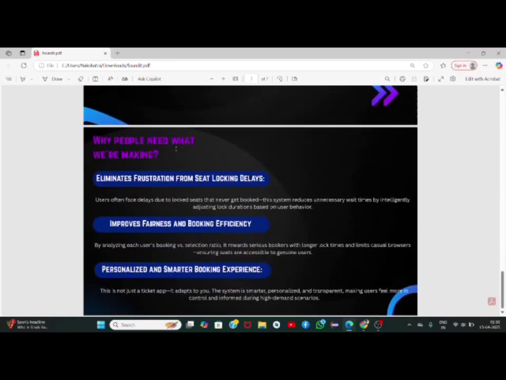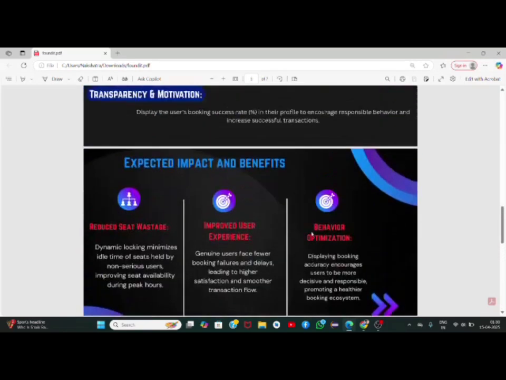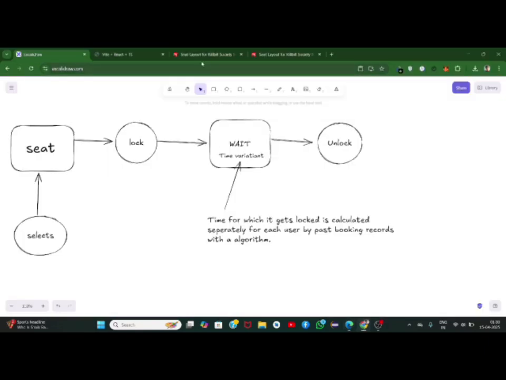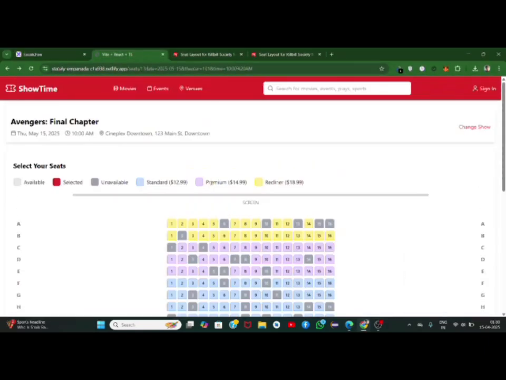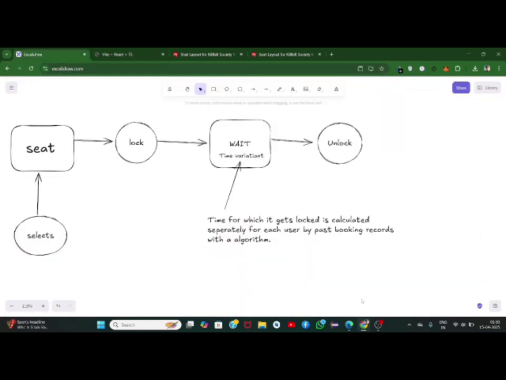Okay, so why do people need what we are making? I have added an extra slide here. It eliminates the frustration from seat locking delays. It improves fairness and booking efficiency. And thirdly, a personalized and smart booking experience. So this is the website I'm trying to build. I have already built many things, and a few of the front end things are left. So that's all about my project. Thank you very much.